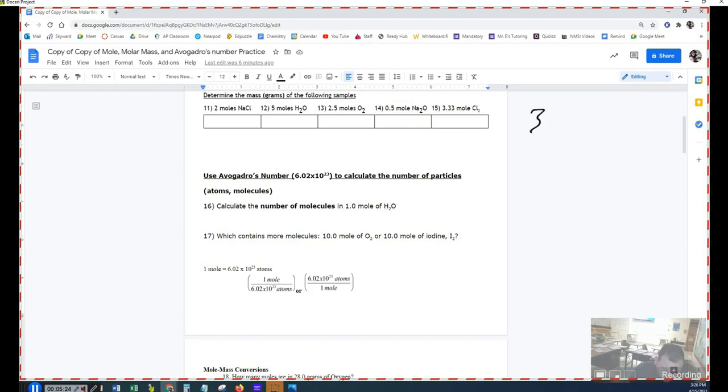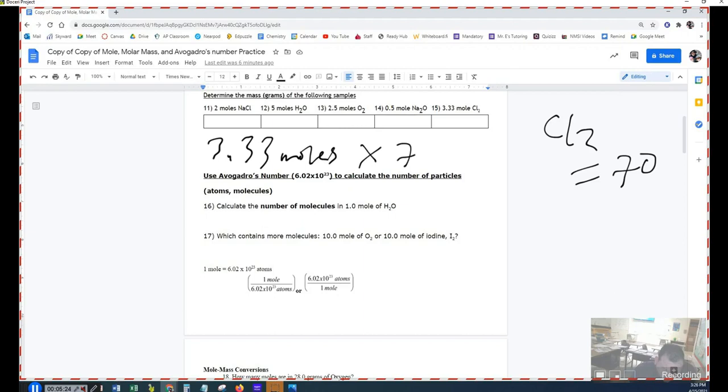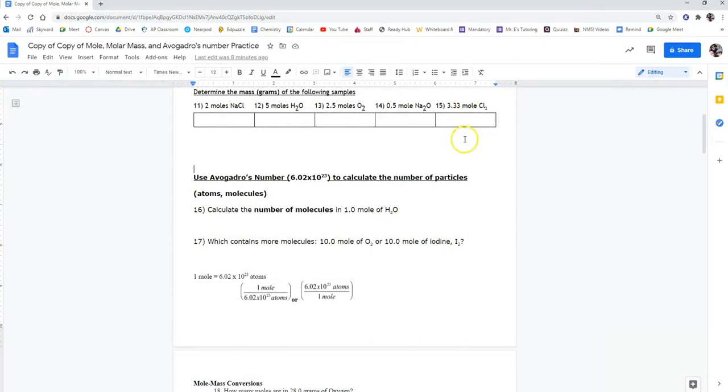3.33 moles. Let's write that over here. 3.33 moles of Cl2. Cl2 has a molar mass of 70. So 3.33 times 70. What does that equal to? Write it there. So you'll need a calculator for this, obviously. All right, those are easy too.